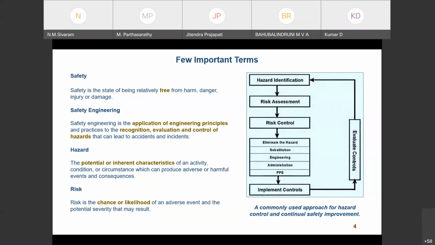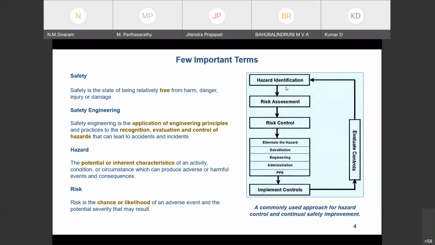Whereas risk is nothing but the chance or likelihood of an adverse event and the potential severity that may result. So there is a hazard, but how likely is it that the hazard is going to affect you? That gives you the probability of risk. So risk is nothing but the probability of the hazard to affect you or to cause damage to life or environment. So in brief, these are the four basic fundamental terms which I would like to introduce to all of you.